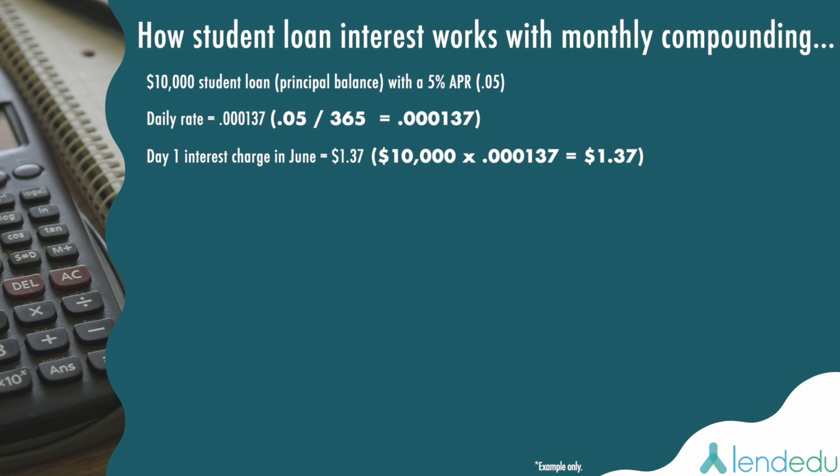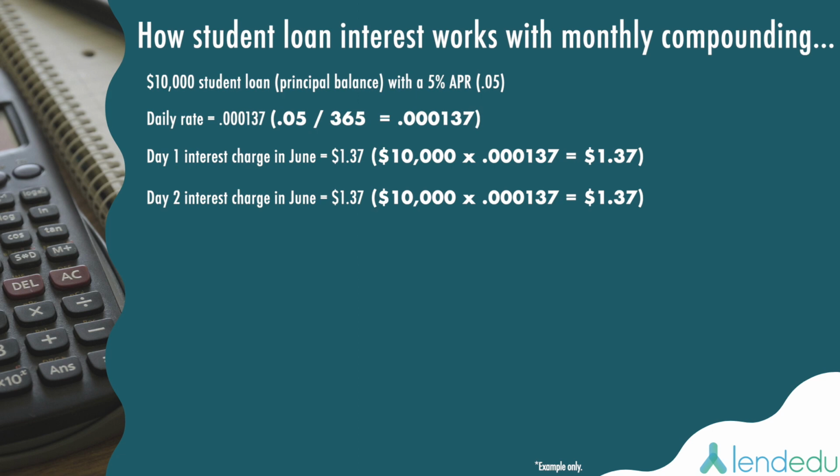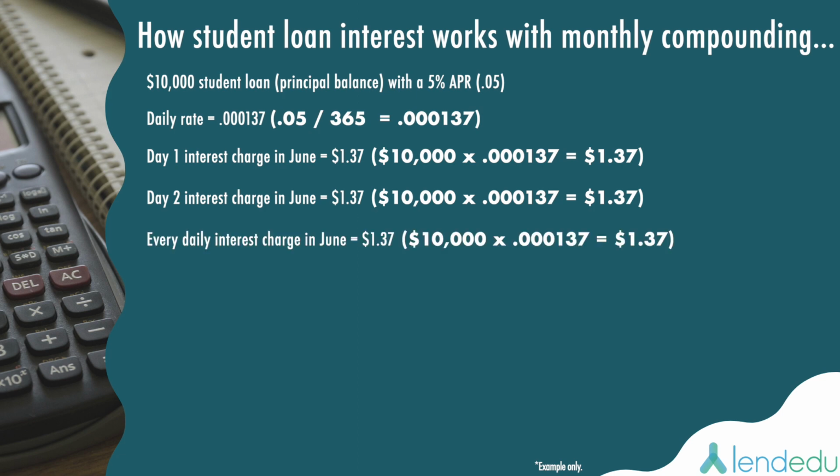But day 2's interest charge is still based on your $10,000 principal loan balance, not $10,001.37 like it would have been with daily compounding interest. So for the entire month of June, you will get the daily interest charge of $1.37, but always based on your principal loan balance of $10,000.